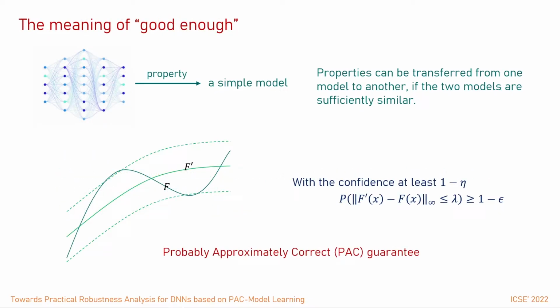Since we want to estimate the robustness with some guarantee, we must define the meaning of good enough. Here, we bridge the learned model with the original DNN by a probably approximately correct, PAC for short, guarantee. The absolute error between the learned model and the original model is bounded by lambda, with the confidence at least 1 minus eta and the error rate epsilon.